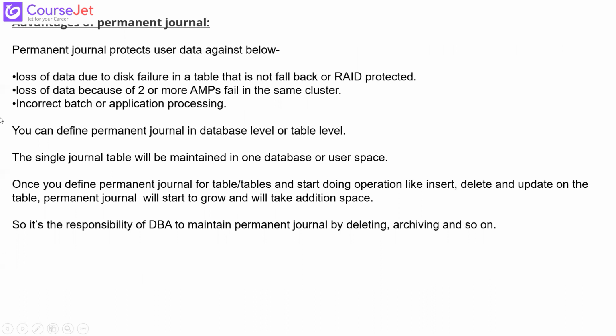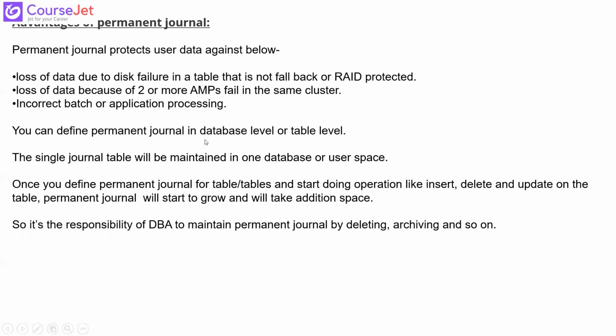So some of the advantages of the permanent journal are that it protects user data against loss of data due to a disk failure in a table that is not fallback or write protected. In case we don't have fallback or write protection, if we have this journal, then we can still retrieve the data. It also protects against loss of data because of 2 or more AMPs failing in the same cluster. Suppose we have mirroring or fallback protection, in that case, when 2 or more AMPs fail in the same cluster, the permanent journal can help. It also protects against incorrect batch or application processing. So basically, it will protect from AMP failures and also disk failures.